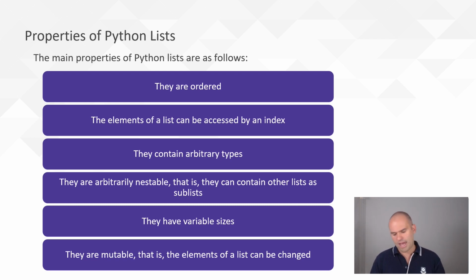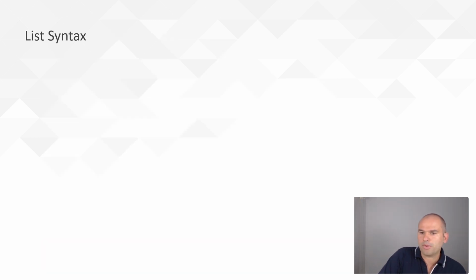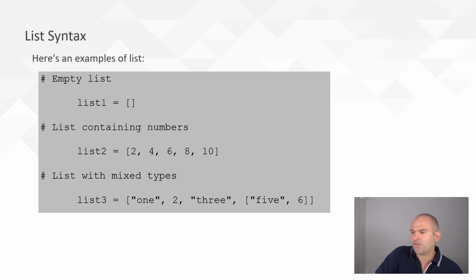So let's have a look at some list examples. These are 3 examples. The very first one, list 1, is an empty list. Once you create that, you can do list operations on it. List 2 is a list that contains integers, 5 of them.